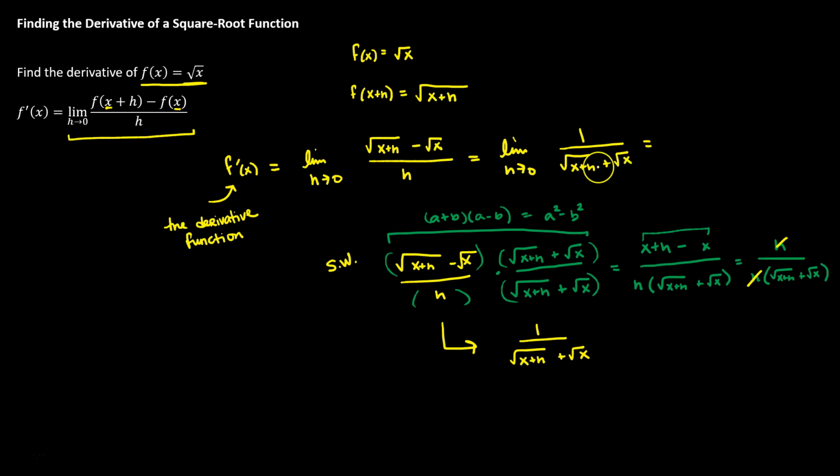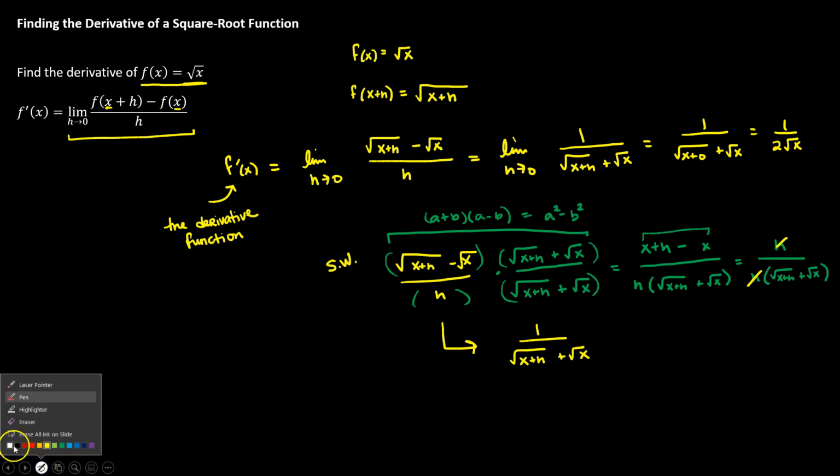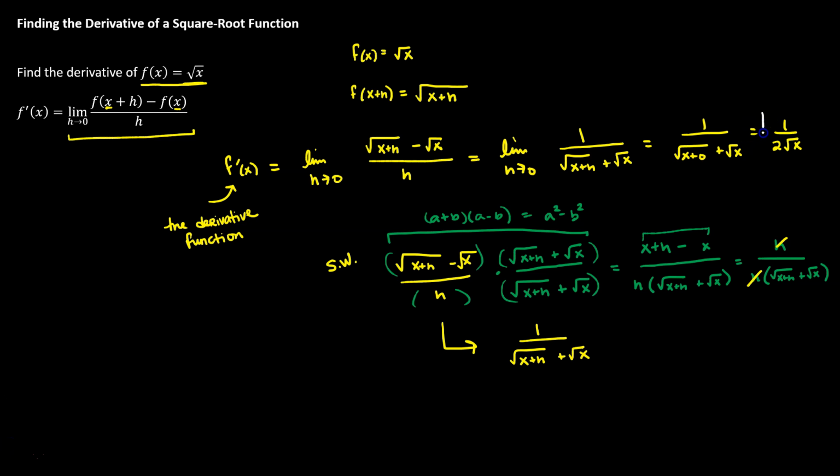And now we can plug in h going to 0 without getting an indeterminate form. That results in 1 over root x plus root x, or 2 root x. Now this is what I want to point out is different from the last section. The answer to this limit is a function.